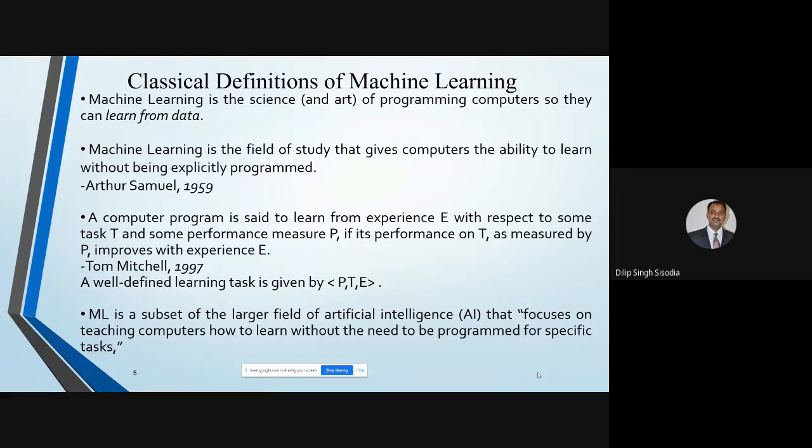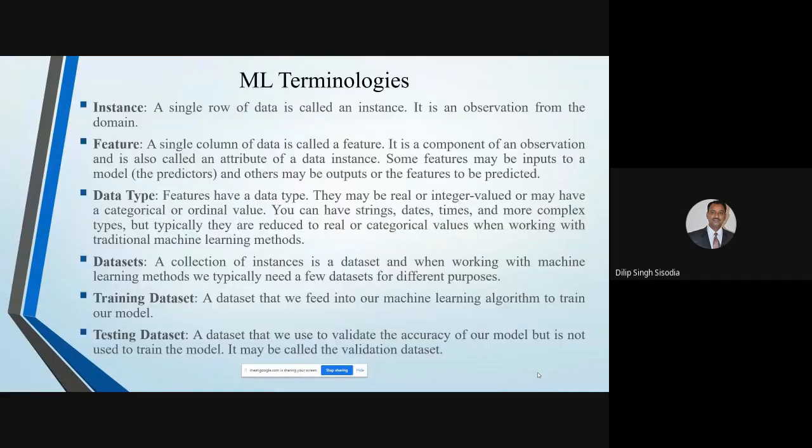One is this: a computer program is said to learn from experience E with respect to some task T and some performance measure P, if its performance on T, as measured by P, improves with experience E. So a well-defined learning task is given by P, T and E. So these are some definitions.